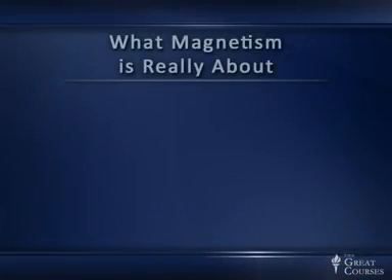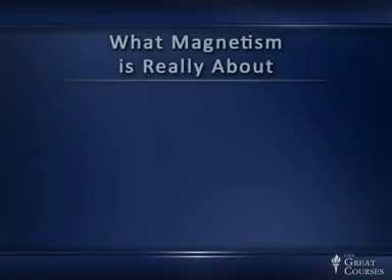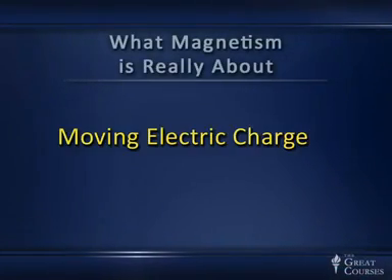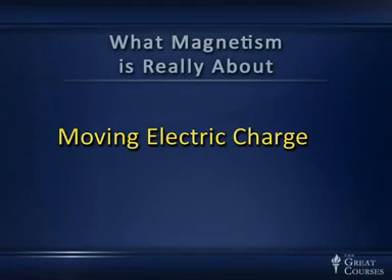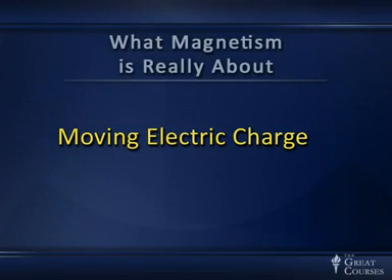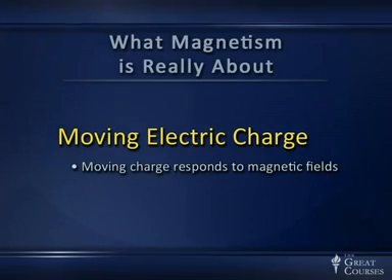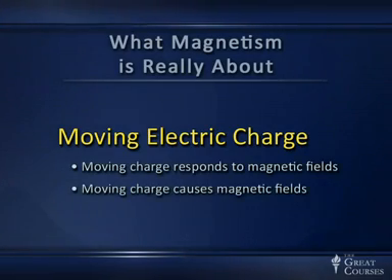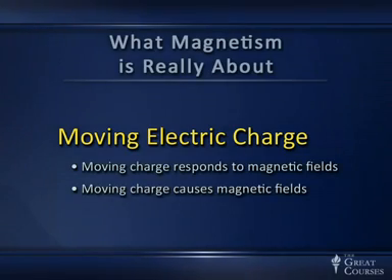What magnetism is really about, I'm going to say it big and I'm going to say it loud, magnetism is about moving electric charge. Magnetism is about electricity just as much as everything we've done so far in our lectures on electromagnetism have been about electricity, because magnetism is fundamentally a phenomenon involving moving electric charge. It's moving electric charges that respond to magnetism, and it's moving electric charges that cause magnetic fields.